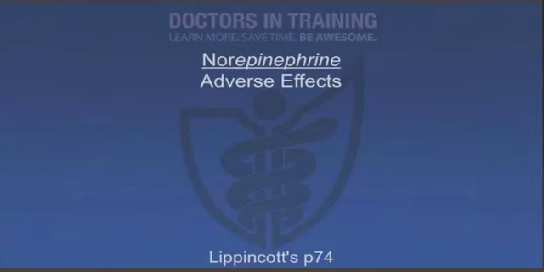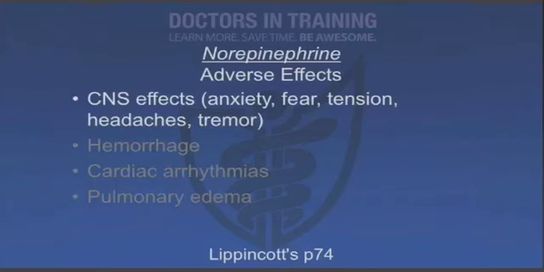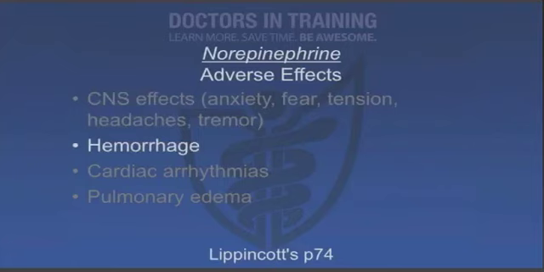The adverse effects of norepinephrine are pretty similar to epinephrine, but they bear mentioning again. The CNS disturbances of anxiety, fear, tension, headaches, tremor, hemorrhage resulting from increased blood pressure, cardiac arrhythmias, particularly in the setting of patients on digoxin, and pulmonary edema, which in the ICU setting is not quite so fun. So again, very similar to epinephrine in terms of the adverse effects.